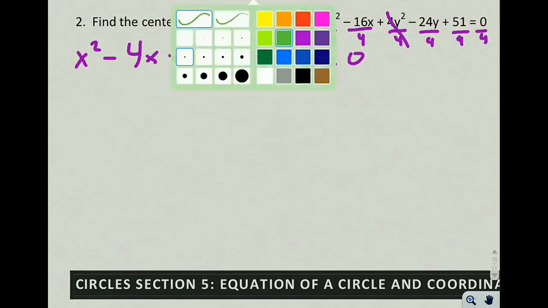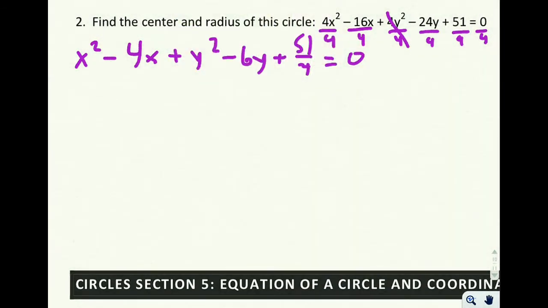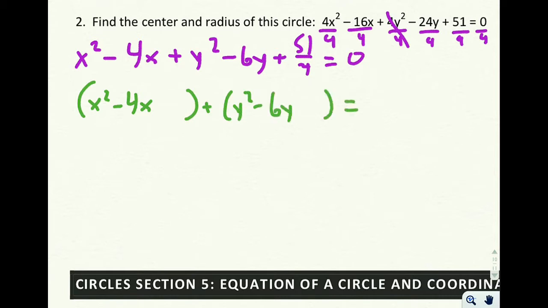So let's reformat this here to get our x's together and our y's together. X squared minus 4x, leave a gap, plus y squared minus 6y, leave a gap. We have to subtract that constant to the other side, so equals negative 51 over 4.